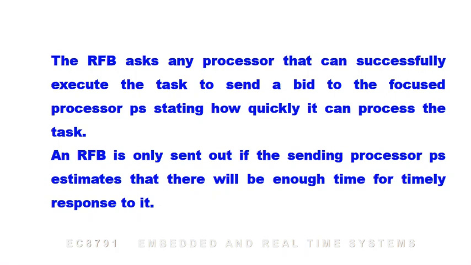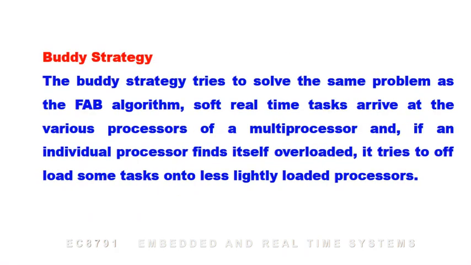An RFB is only sent out if the sending processor estimates that there will be enough time for a timely response to it. Buddy strategy. The buddy strategy tries to solve the same problem as the FAB algorithm. Soft real-time tasks arrive at the various processors of a multiprocessor, and if an individual processor finds itself overloaded, it tries to offload some tasks onto less loaded processors.